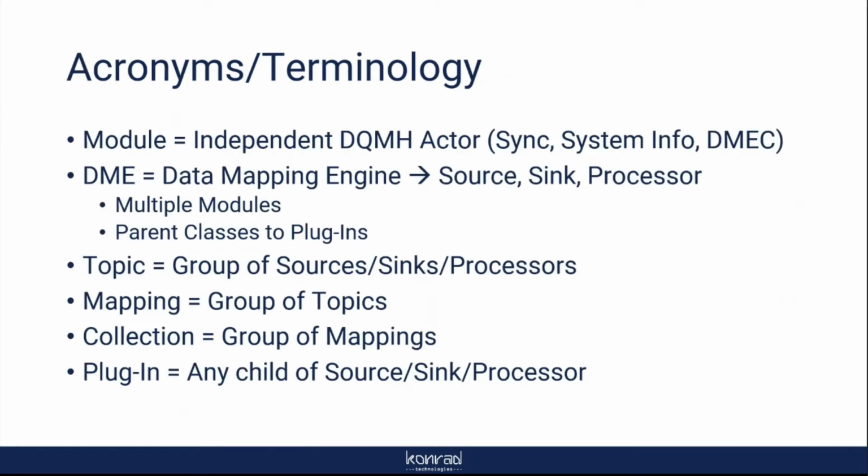So a few acronyms, because we've talked about topics, etc. When we talk about a module, we're referring to an independent DQMH actor, such as the data mapping engine. The data mapping engine itself is a DQMH module. The interface manager is a DQMH module within the larger system. We also have a system info module. That's a DQMH actor that monitors things such as memory usage, CPU usage, and other system resources. When we refer to the DME, we're referring to the data mapping engine, sources, sinks, processors, and any combination thereof. We can have multiple modules.